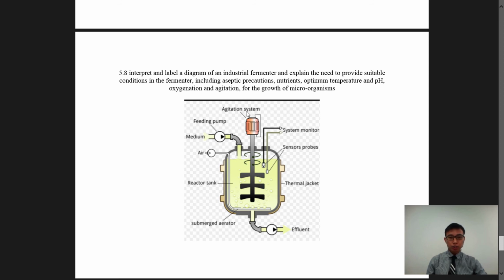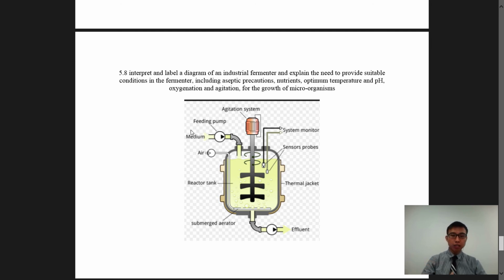An agitation system, where it's going to mix the nutrients and the enzymes together, and make sure that the heat is well distributed inside the whole solution. You're going to have some sensors which are connected to a system to monitor the conditions, pH or temperature. And then you could add oxygen inside, you see an air inlet there.